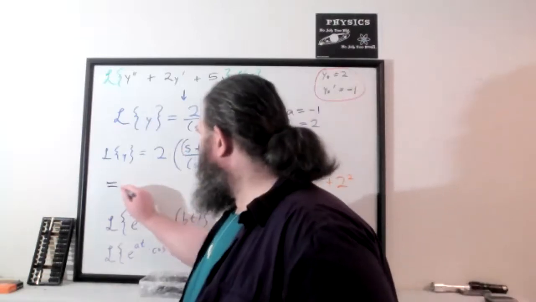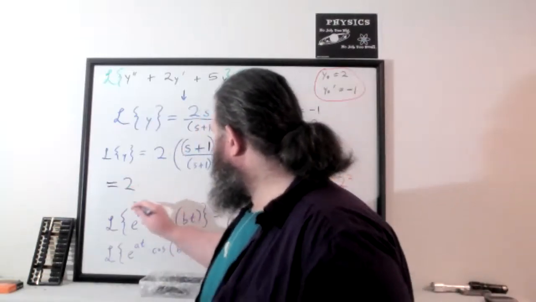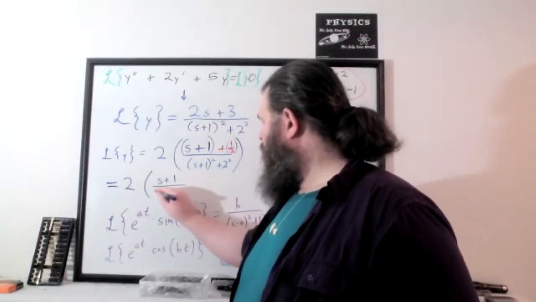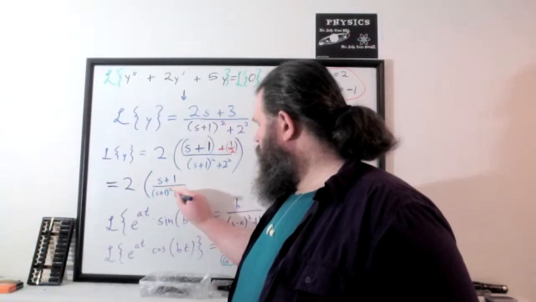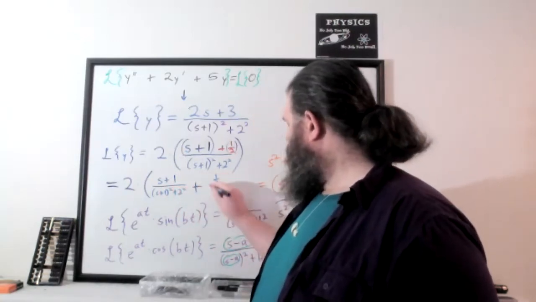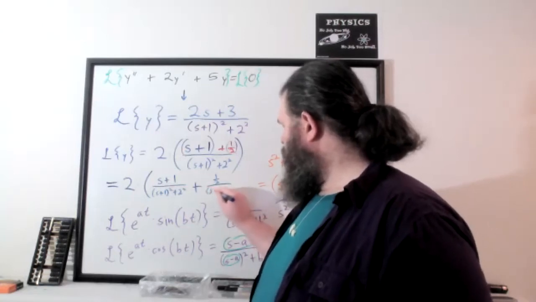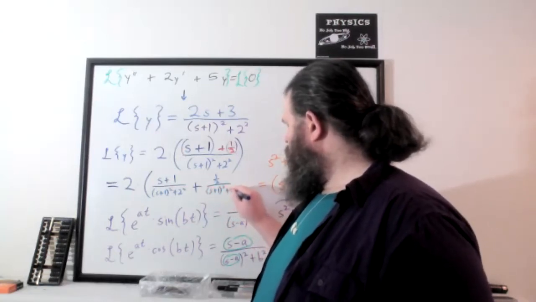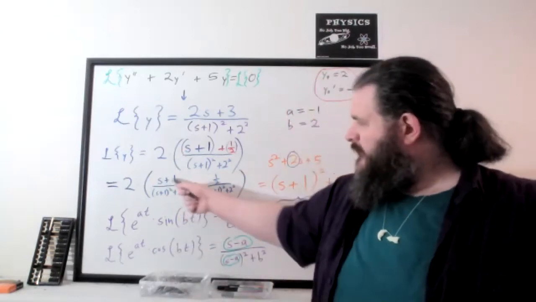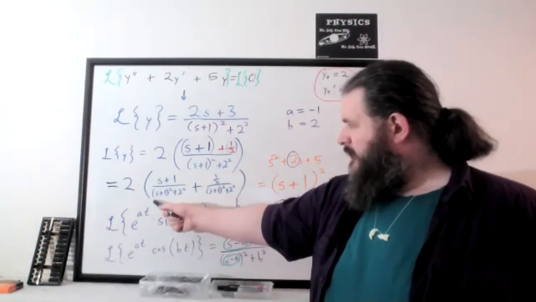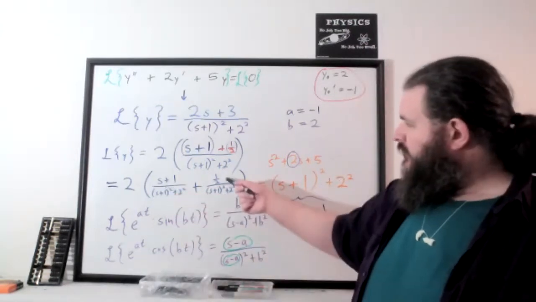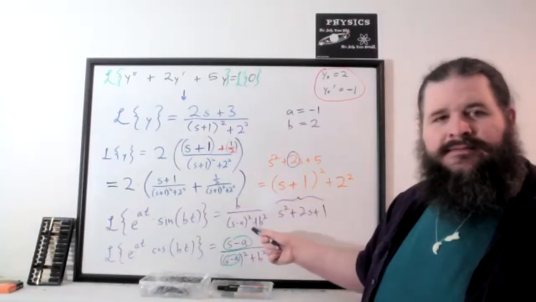We can now split this into 2 times s plus 1 over the whole thing plus 1/2 over the whole thing. So this is now perfect. We have s plus 1 over s plus 1 squared plus 2 squared. That precisely matches this format. Does this one precisely match this format?